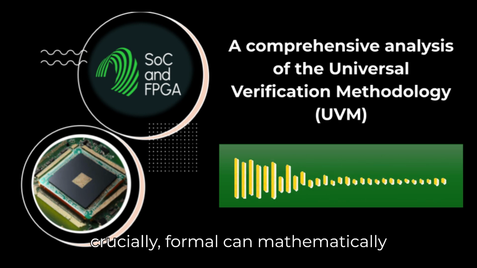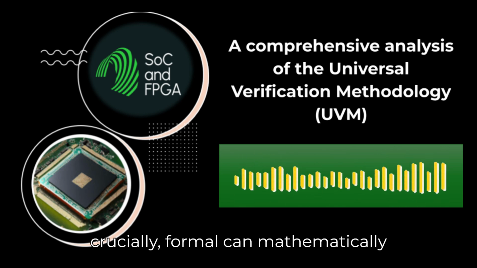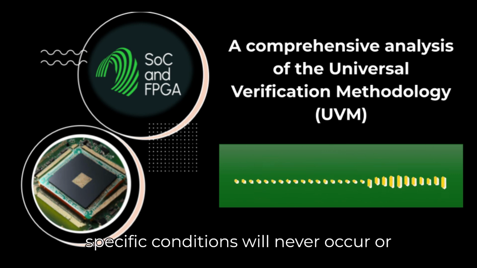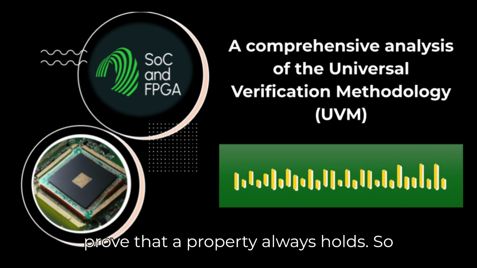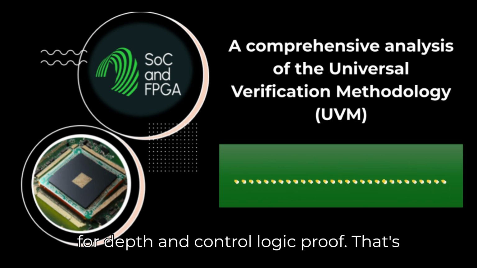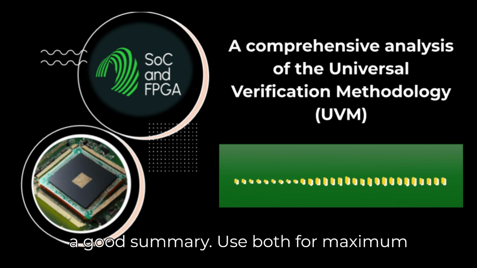entirely. And crucially, formal can mathematically prove that certain bad behaviors, like deadlock or data corruption under specific conditions, will never occur or prove that a property always holds. So UVM for breadth and data paths, formal for depth and control logic proof. That's a good summary. Use both for maximum confidence.